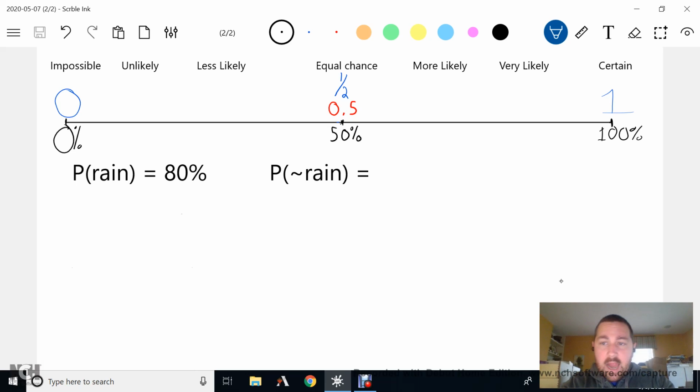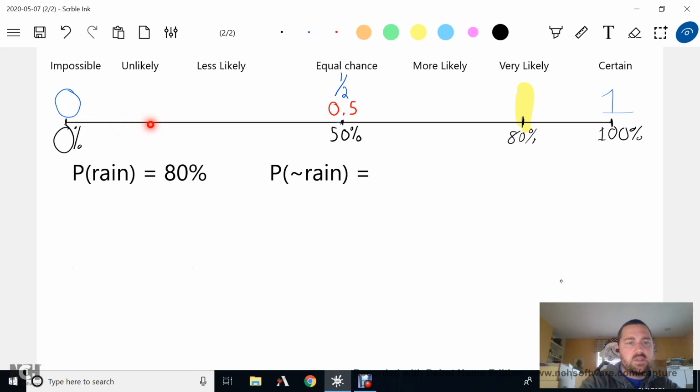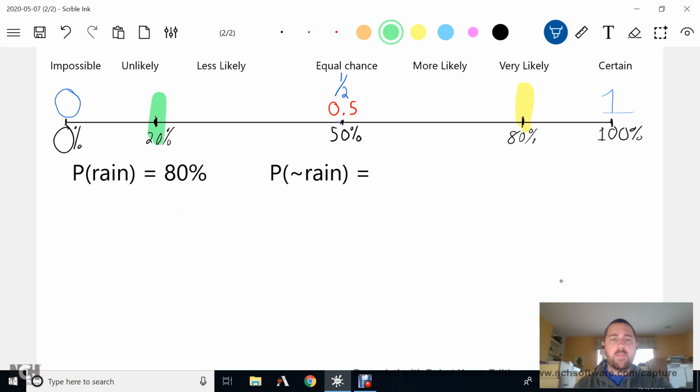Now, 80% is right about there, maybe a little bit to the side of that. So that's our 80%, our probability of rain. Our probability of not rain should theoretically be the same distance on the other side, to where not rain should occur. So that's our 20%, which is our probability of not rain.